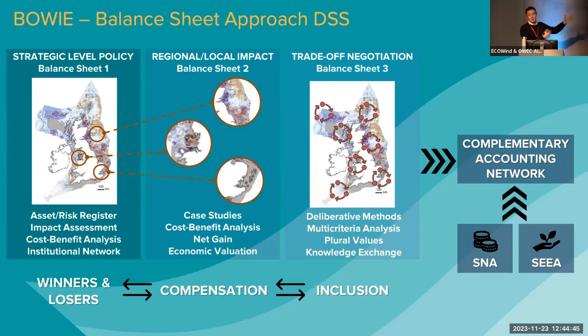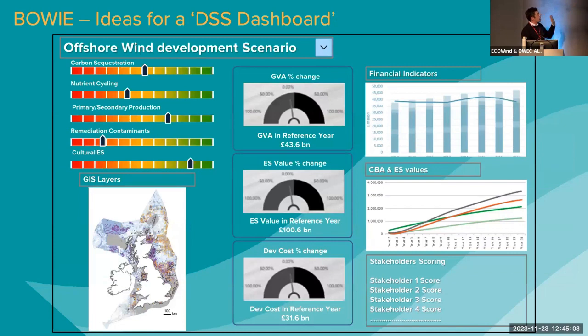Then we include other societal values, stakeholders' values, plural values, multi-criteria analysis, and so on. And eventually, we can use all this information structured this way to complement national accounts and ecosystem accounts. What we are envisaging as an output of this is a DSS dashboard to summarize all this information. Of course, this is just an idea, so it will be great if you can feed in with what is important to find in such a dashboard.